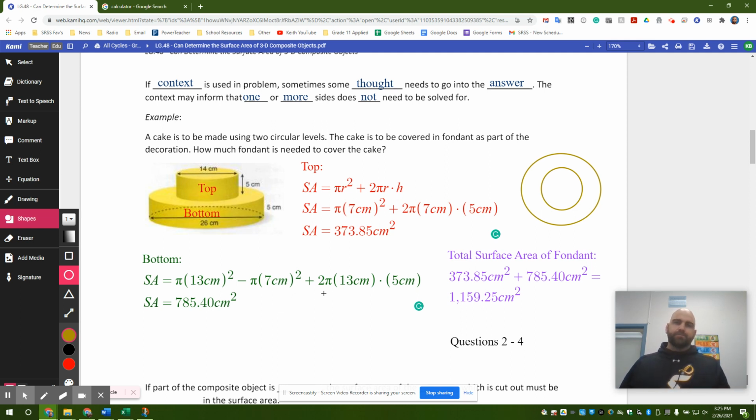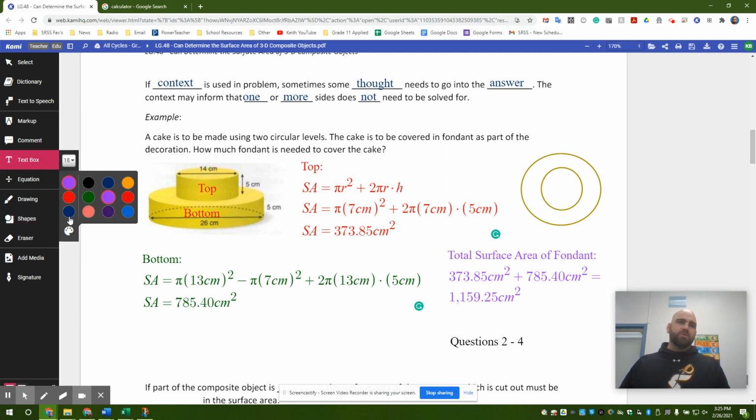Now, I want you to do questions 2 to 4 on the assignment. They involve some context to them. For some of them, the context will be that you don't need certain areas. For others, you still need all of them, but now there's some context to them. Your context should also have a final answer which has some sort of answer in there.